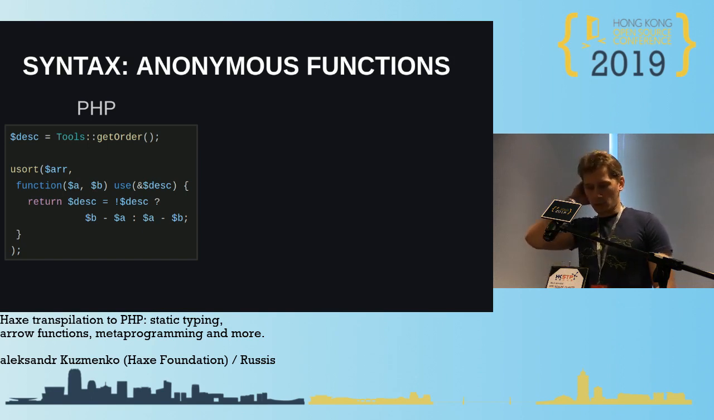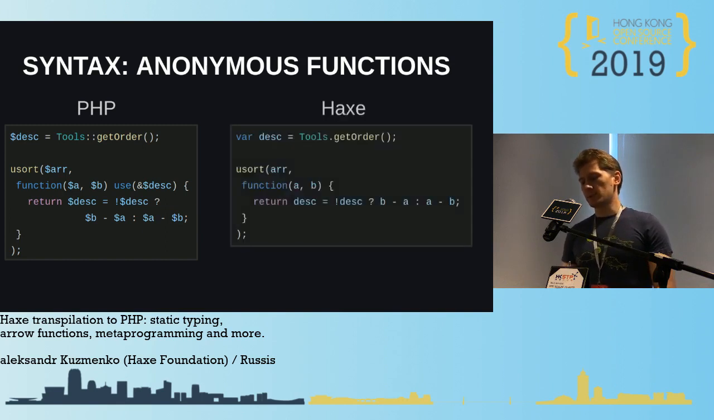In PHP, you need to manually specify which variables should be available in an anonymous function. Also, if you want to modify those variables inside of a function, you have to add an ampersand. Here's how the same code looks in Haxe. Haxe can automatically find which variables you want to use or modify in your function, and you don't need to manually specify those variables, so there's no keywords like use or something like that.